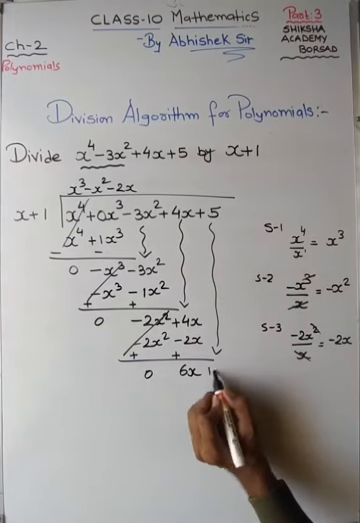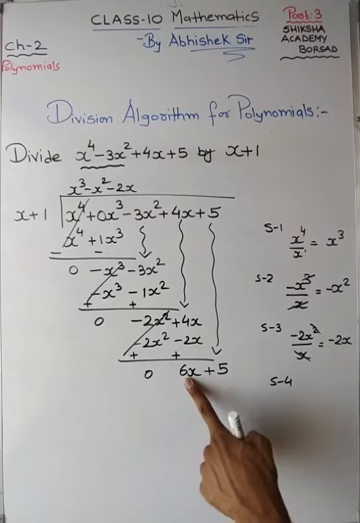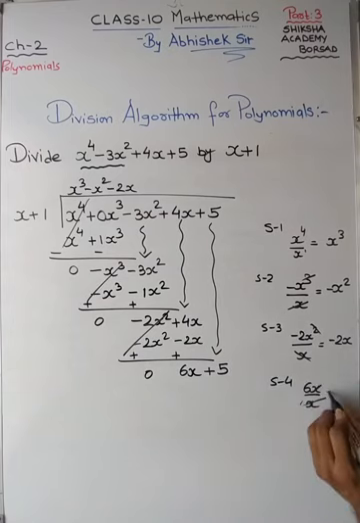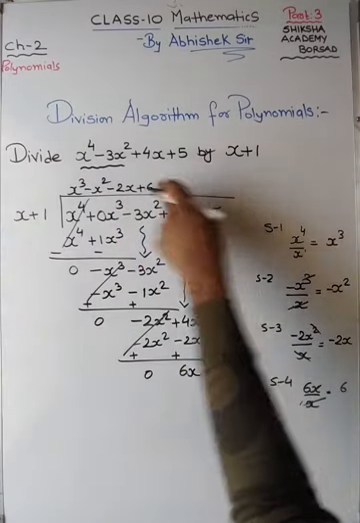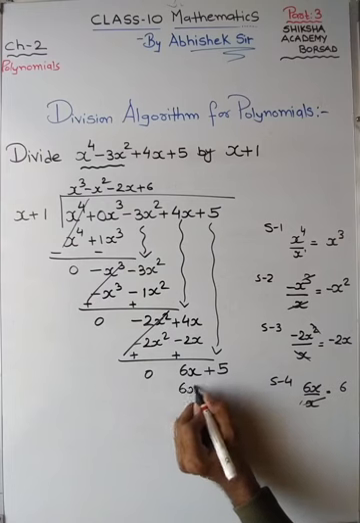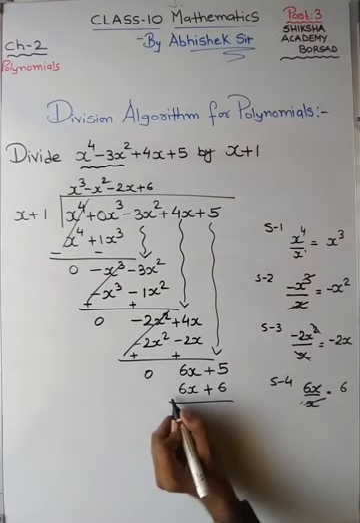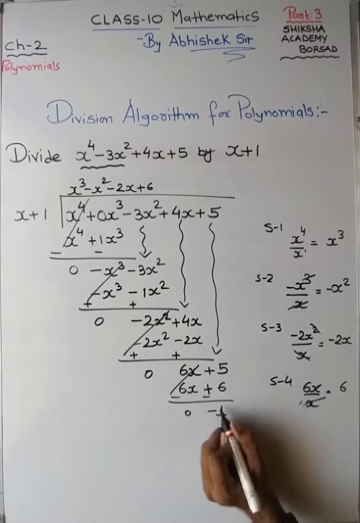Repeating this 5, going for step 4: 6x upon only x. So x will be cancelled, final will be 6. So multiply 6 with x, it will give 6x. 1 into 6, it will become 6. Change of sign, cancelling. 5 minus 6 is minus 1.